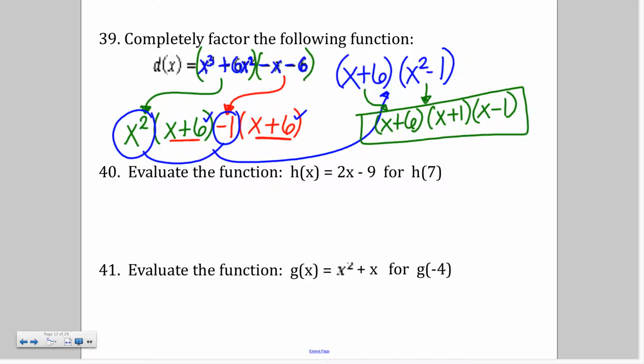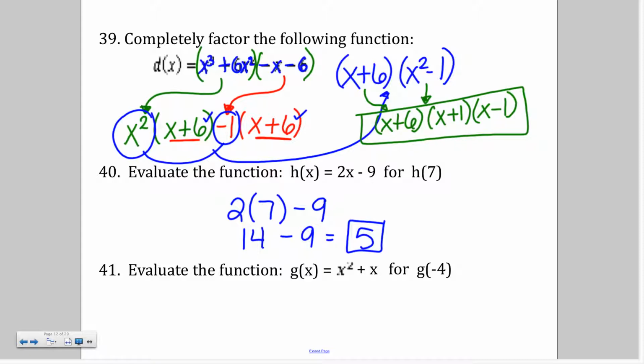All right. Number 40. Evaluate the function h of x is equal to 2x minus 9 if h is 7. So we're going to put in 2 times 7 minus 9. So you have 14 minus 9, which is equal to 5. And that's all those are doing. You're just plugging in for the values.